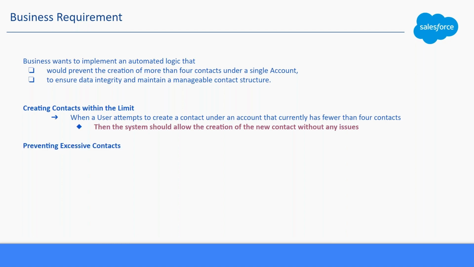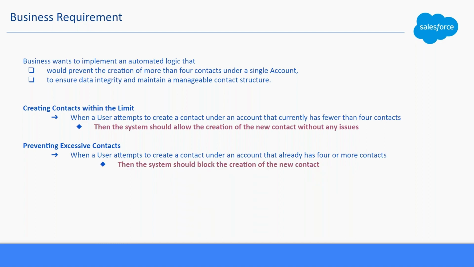The other behavior that is expected of the trigger is preventing excessive contacts. When a user attempts to create a contact under an account that already has 4 or more contacts, then the system should block the creation of the new contact and show an error message indicating that the maximum contact limit for the account has been reached. So that's what we are basically going to write the trigger for.